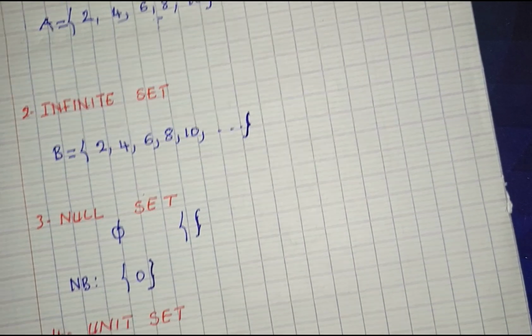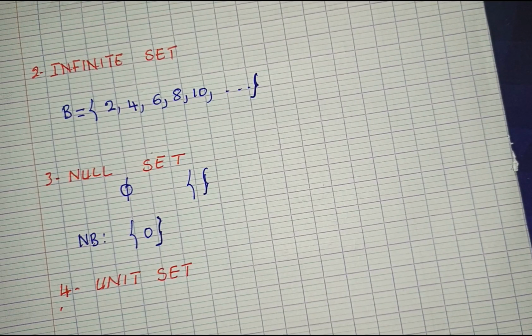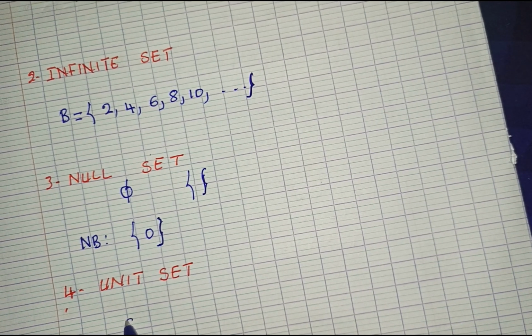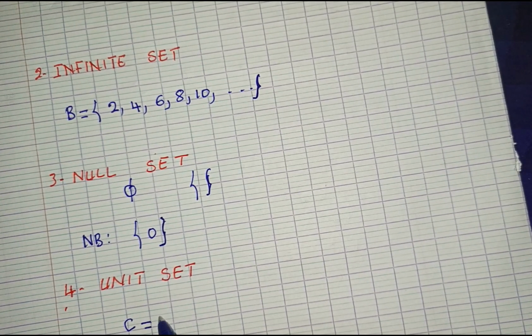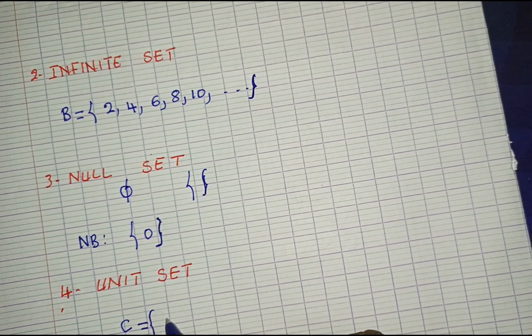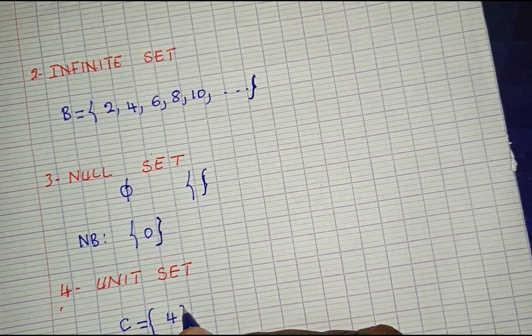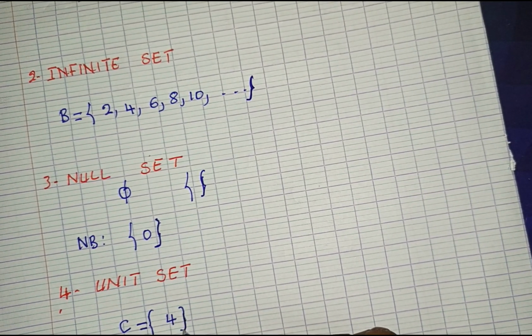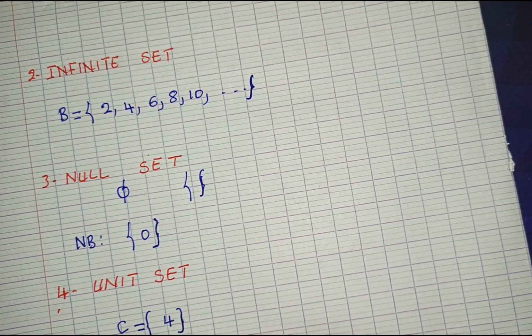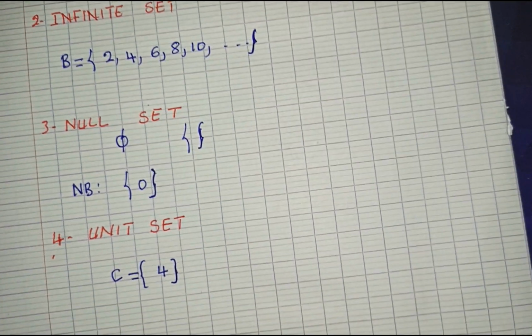So going to the unit set. The unit set is another type of set which has only one member. So if I take set C, and the member is, let's say, 4, then it's a unit set. It has only one member. That's what we are calling the unit sets.